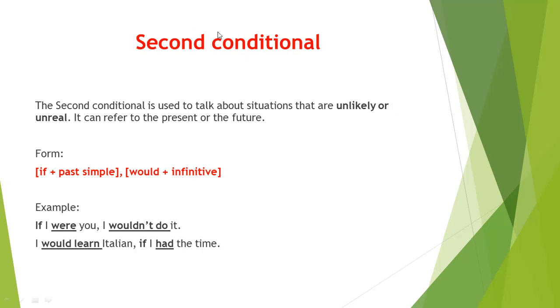Then we have the second conditional. The second conditional is used to talk about situations that are unlikely or unreal. It can refer to the present or the future. Unlikely, unreal. So now it's different. Right here we have the form. Now we use the past simple, would, and the infinitive. If I were you, I wouldn't do it.